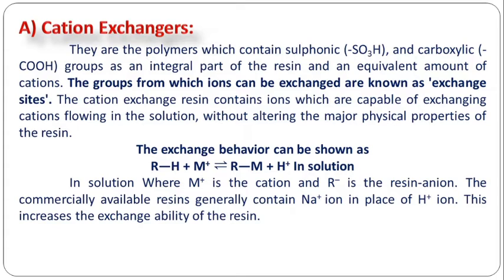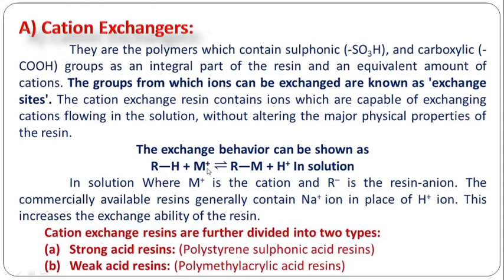The commercially available resins generally contain sodium ion in place of H plus ion, and this increases the exchange ability of the resin. Cation exchange resins are further classified into two classes. First one is strong acid resin, which contains polystyrene sulfonic acid resins, while weak acid resins contain polymethyl acrylic acid resins. So polymethyl acrylic acid resins are the weak acid resins, while polystyrene sulfonic acid resins are strong acid resins. Now we'll see one by one.